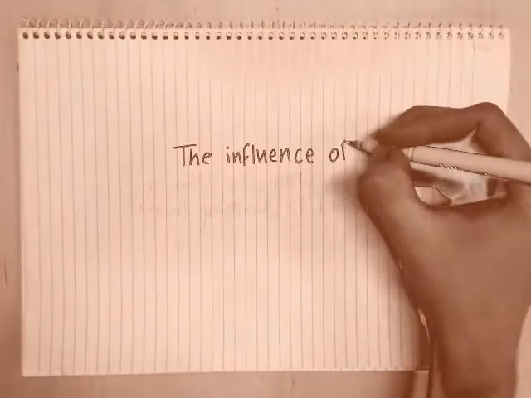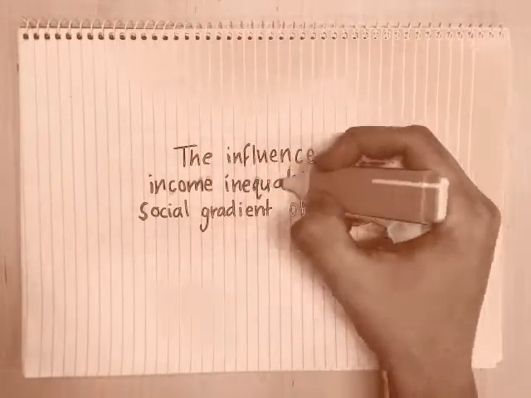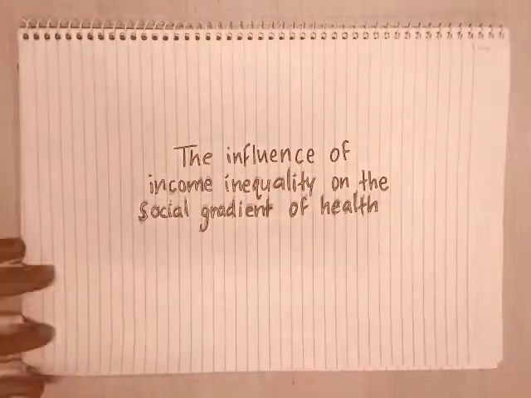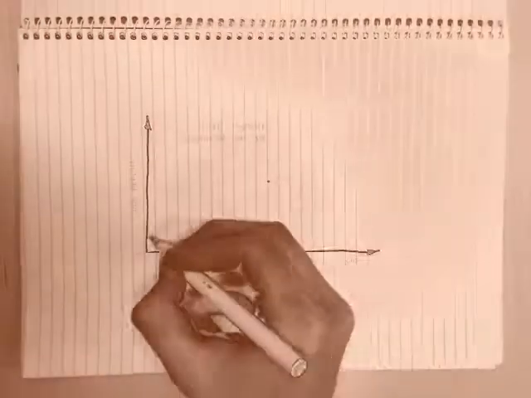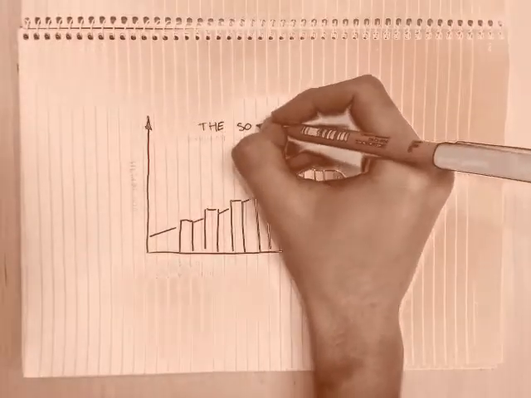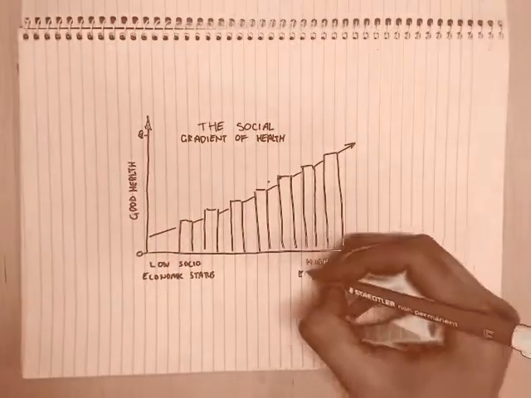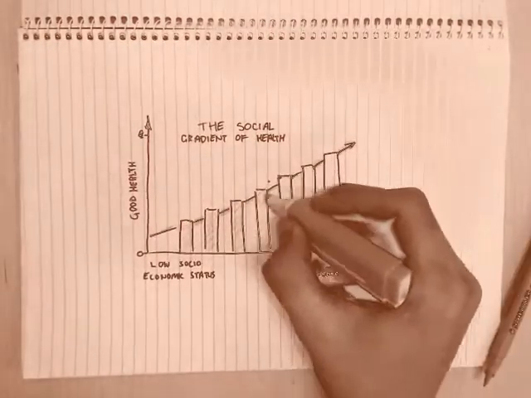This presentation will be looking at the social gradient of health, but particularly focusing on the influence that income inequality has on health outcomes. The social gradient of health generally indicates that the lower the socioeconomic status, the poorer the health. It predominantly exists due to poor access to education and health services and reduced availability for employment.